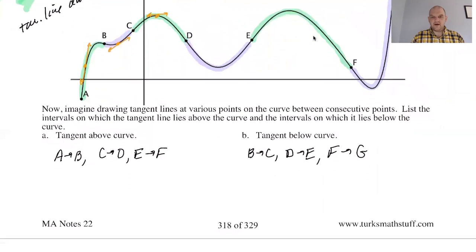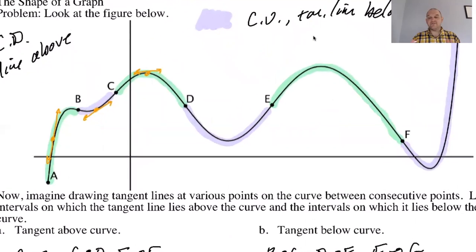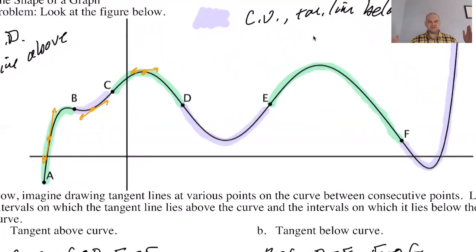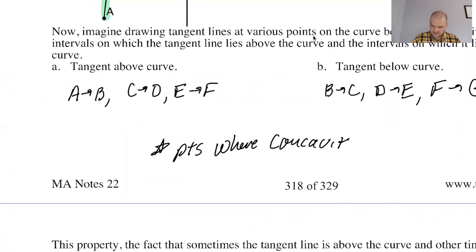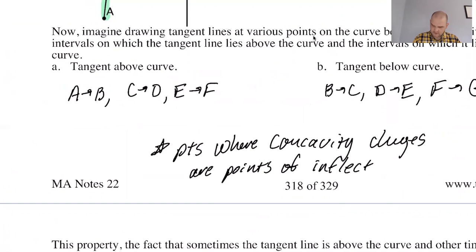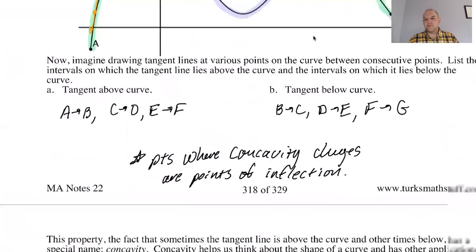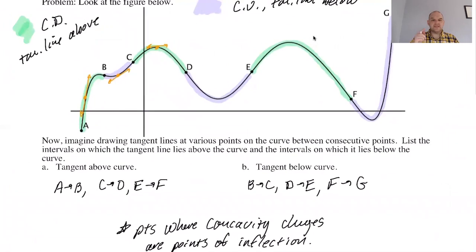It's possible. So these points where the concavity is changing, where the position of the tangent line changes, these are called points of inflection. So I can fit it down here. Points where concavity changes are points of inflection. Feels like you should have an X in there, but it doesn't. Points of inflection. So B, C, D, E, and F are all points of inflection.